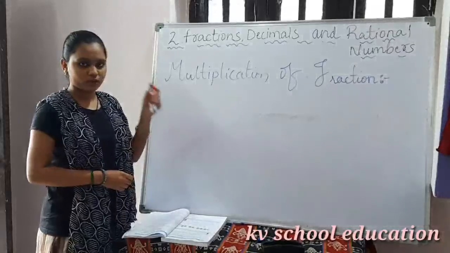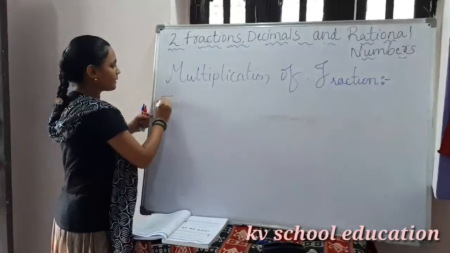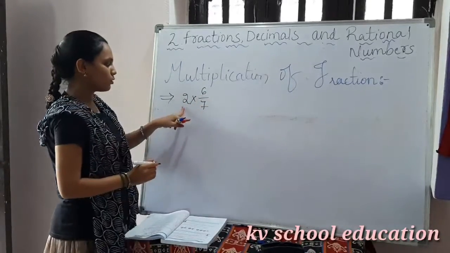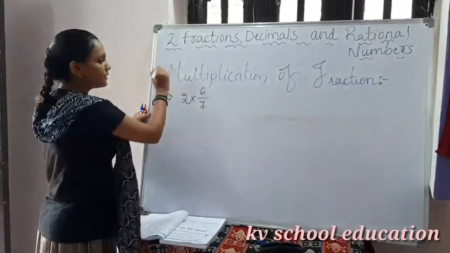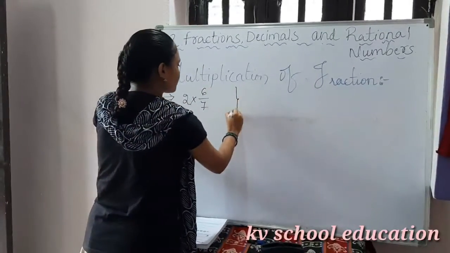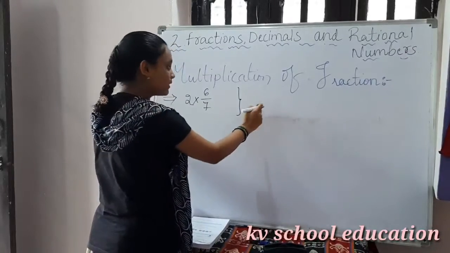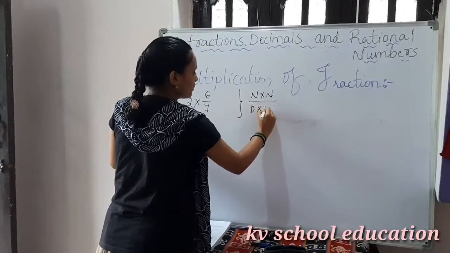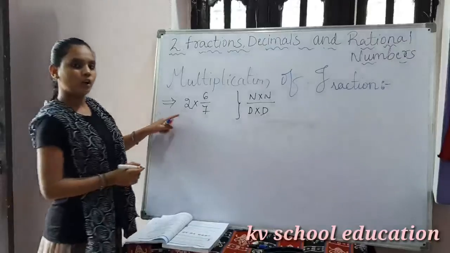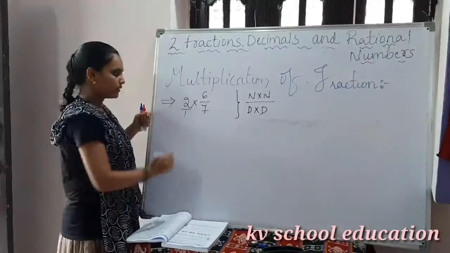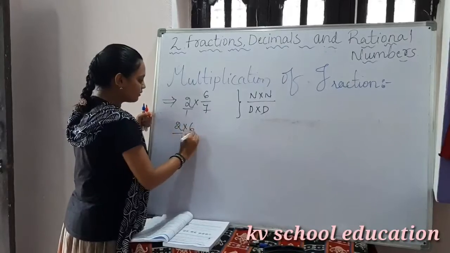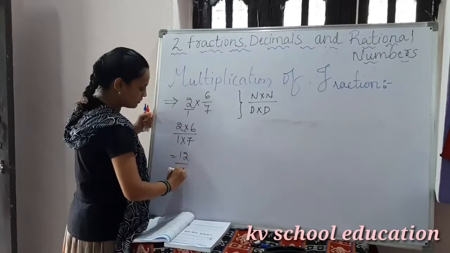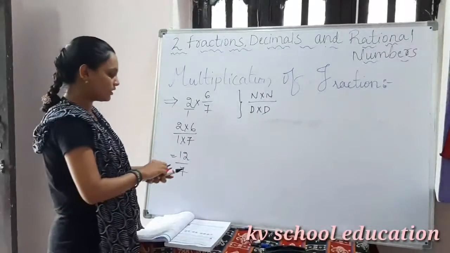So now next, multiplication of a fraction. First we will take an example by a whole number. So 2 into 6 by 7. This is a whole number and this is a fraction. In this multiplication, if a fraction consists of numerator as well as denominator, we should multiply numerator into numerator by denominator into denominator. Here 2 doesn't contain any denominator, so 2 by 1 we should take. So here 2 into 6 by 1 into 7. So 2 sixes are 12 by 7. The multiplication of fraction is very easy and very interesting.